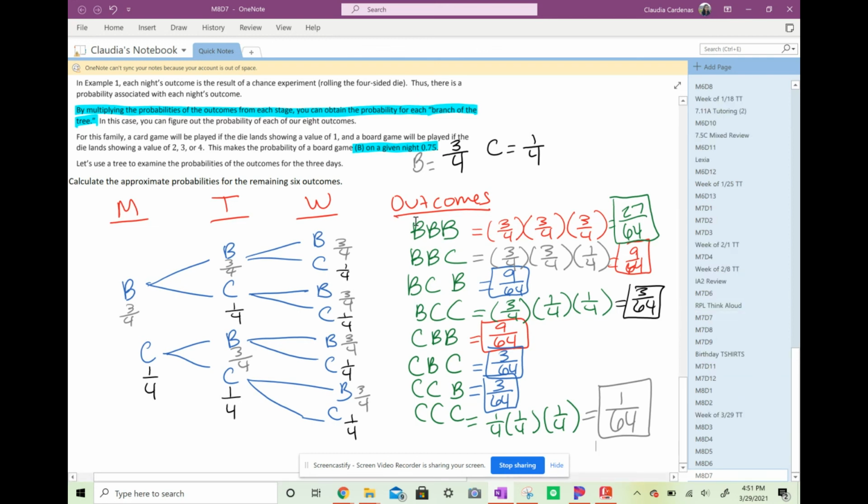So for example, the probability of having 3 board games in a row is 27/64. Whereas the probability of having the board game Monday and then a card game Tuesday and Wednesday would be 3/64. And finally, the lowest probability is the 3 card games in a row, which would then be a probability of 1/64. So we're going to try some more independently.